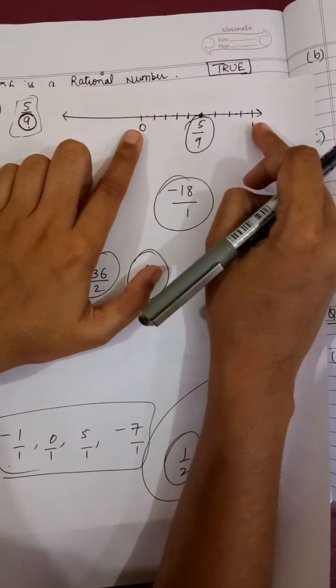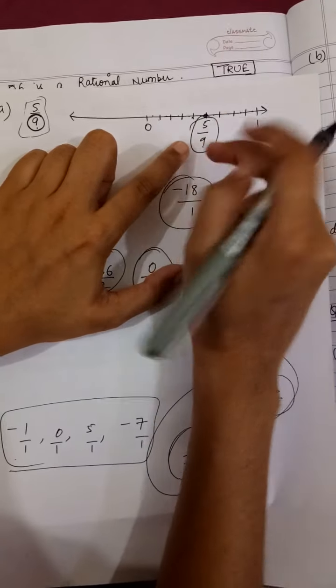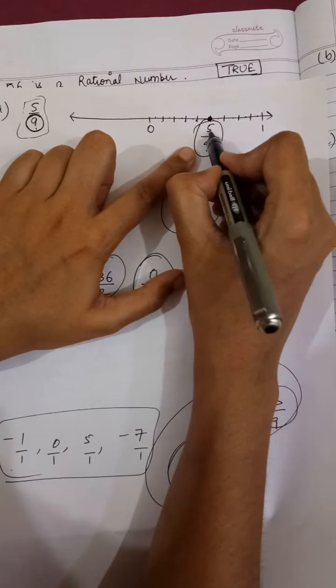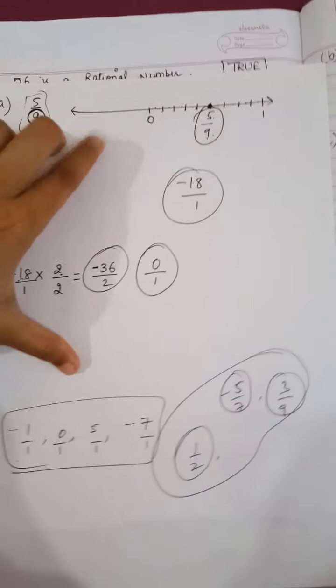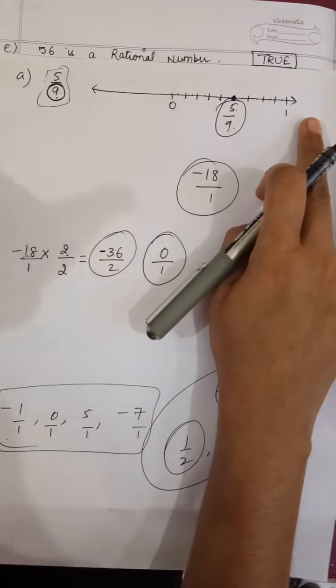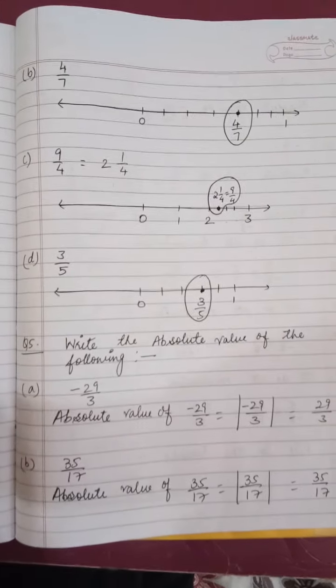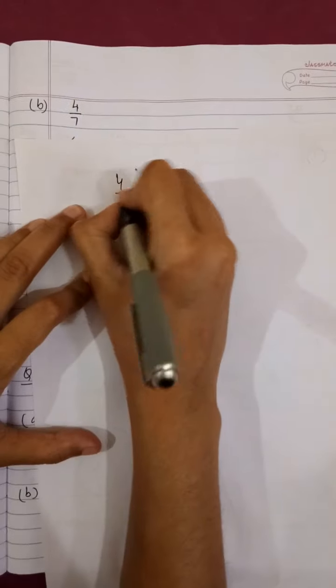9 means this complete section is divided into 9 parts, and in the 9 parts we are going to talk about the fifth part. Okay, so this is 5 upon 9. That's how you are going to represent this number on the number line. Let's move to the B part. B part is 4 upon 7. Now 4 upon 7 is there.